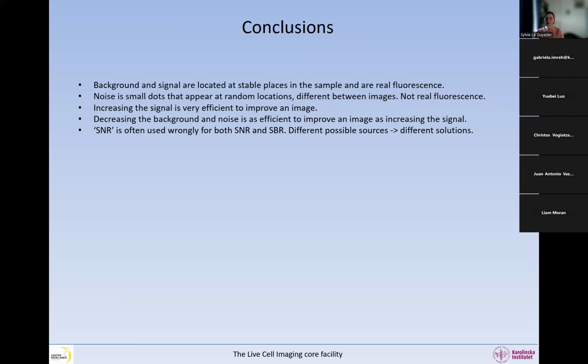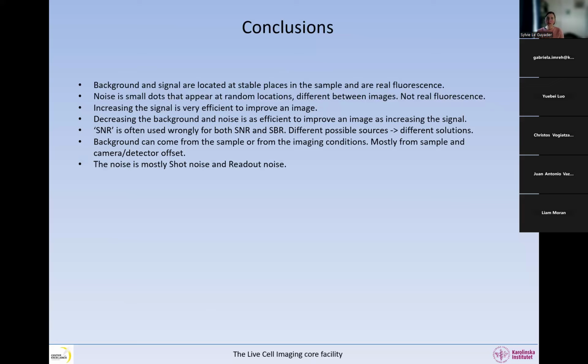So now you know that the noise and the background are different. They have different possible sources and therefore different solutions. The background can come from the sample or from the imaging conditions, and mostly it comes from the sample or the camera detector offset. It depends how bright your sample is. And the noise is mostly shot noise and also readout noise. But if you use the default minimum readout noise, then what you're seeing in the image is shot noise.